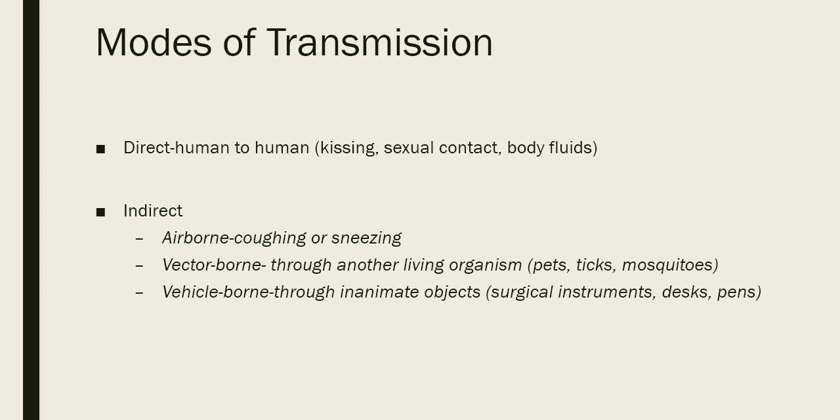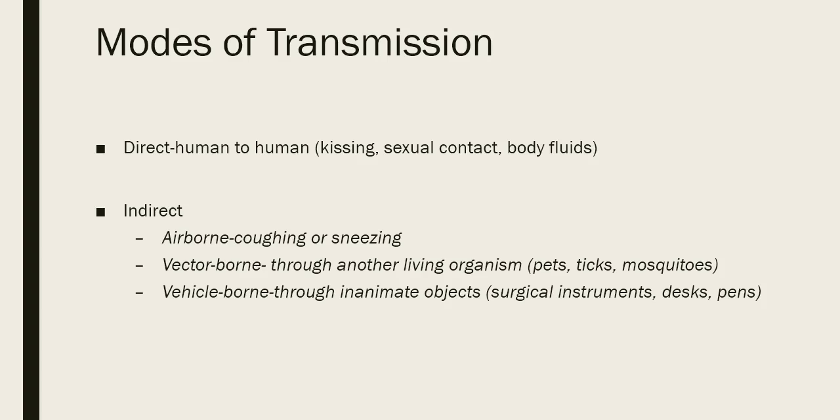Indirect vector-borne is when a living organism like a pet, a tick, or a mosquito transmits a disease from one element to another. So if you look at pets, pets might have the fungus on them that transmit ringworm, or they might have Lyme disease. And the tick that bites them will then spread the Lyme disease. So a mode of transmission might be tick bite or mosquito bite.